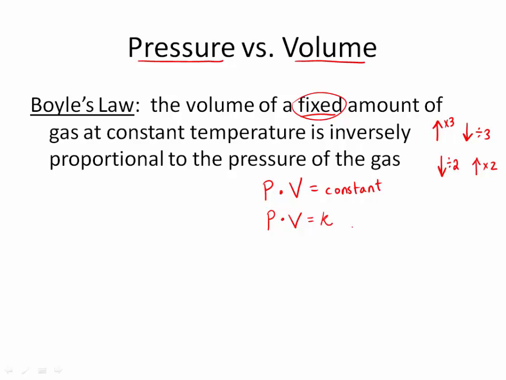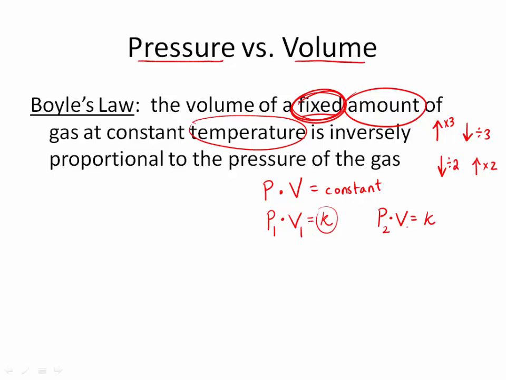But if the pressure and volume always give us the same number, doesn't that mean that some other pressure and volume at some other point in time must also be equal to that number? As long as I didn't change the amount of gas, as long as I didn't change the temperature, then multiplying the pressure and the volume at one point in time should give me the same number as when I multiply the pressure and volume at another point in time.